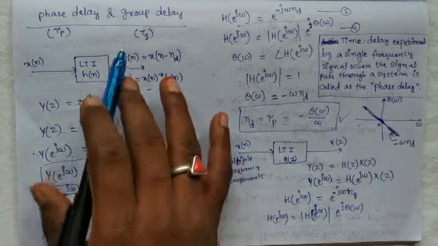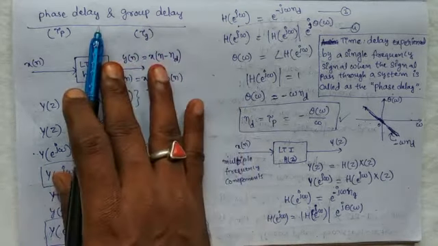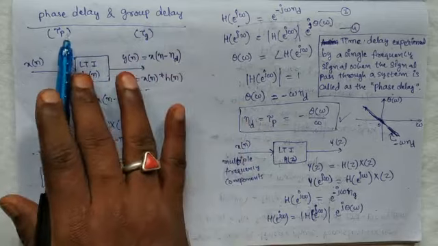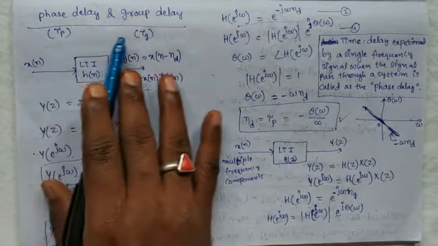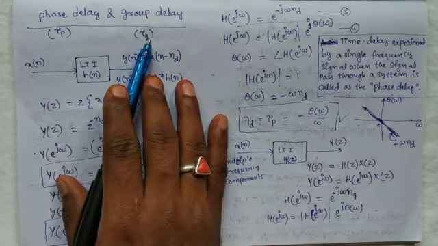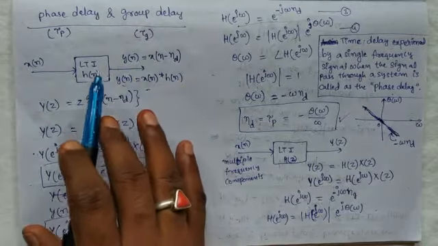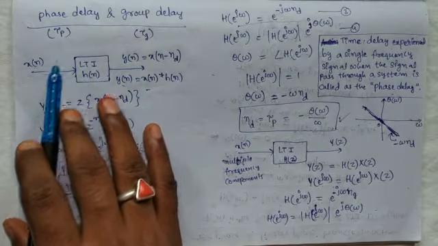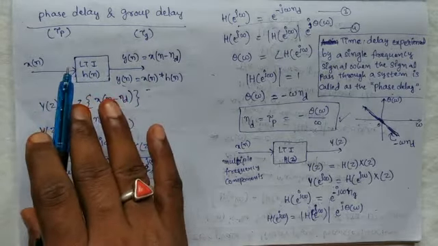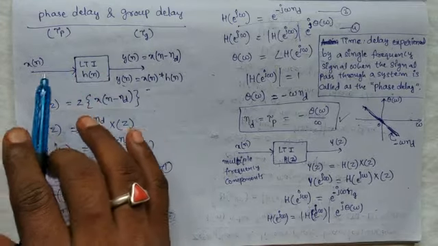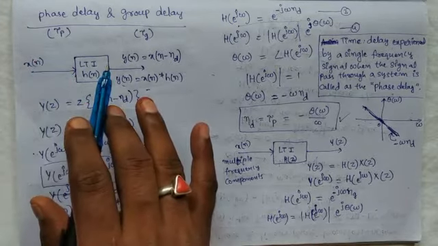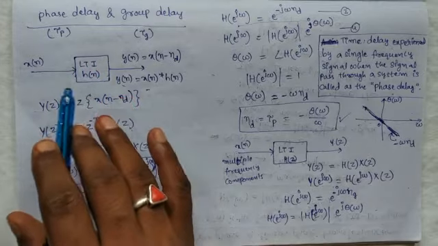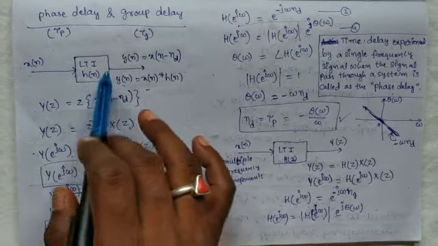In this lecture, we are going to discuss phase delay and group delay. Phase delay is denoted by tau p and group delay is denoted by tau g. First of all, we are defining the phase delay and deriving the formula to calculate it. For that, we are considering the LTI system.